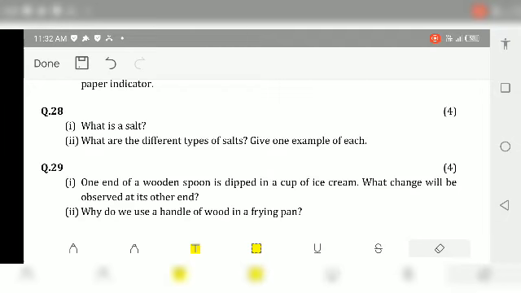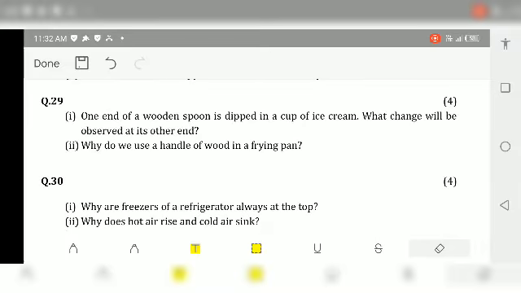Basic salts, which form a basic solution when dissolved in water, are called basic salts. The salts formed by neutralization of a weak acid with a strong base are basic salts. Example: sodium carbonate, Na2CO3.